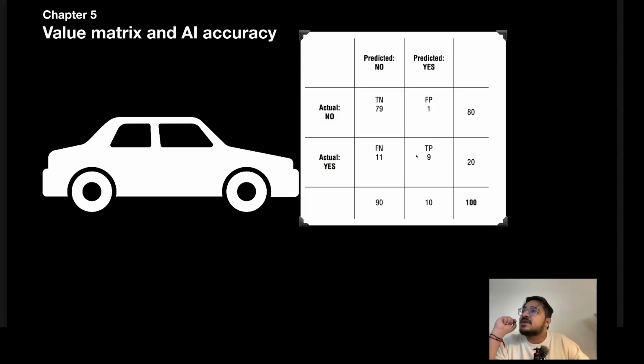And see the second scenario, where there were actually 20 problems in the car, but AI was able to predict only 9 times, and 11 times it just ignored it. It just said there are no problems in the car. So now you have to understand that that's where AI accuracy and the nature of AI works here.